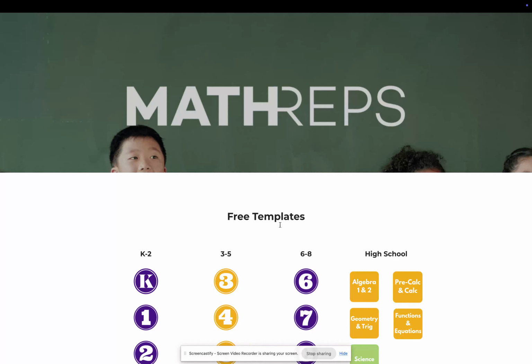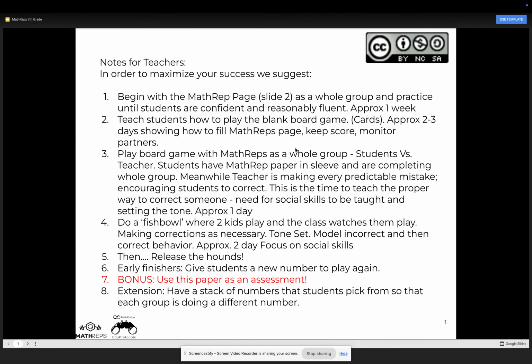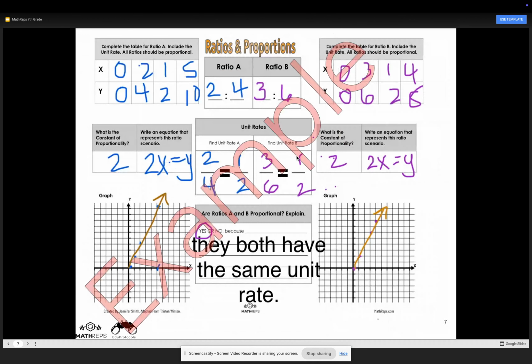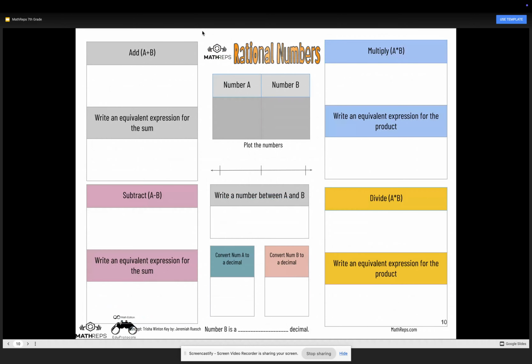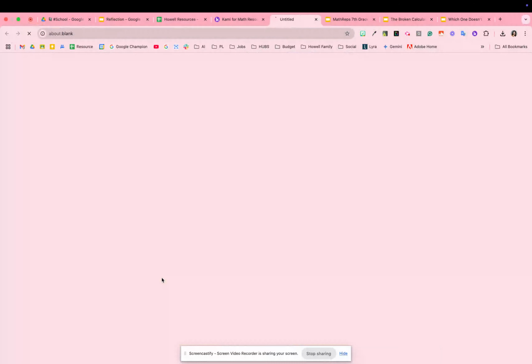There's also Math Reps, which is a great EDU protocol. And from here, you choose your grade level, and this is Spiral Review, where your students can practice these activities over and over and over again until they master their skills. This again can be a great way to support your students' learning as the learning becomes sticky.